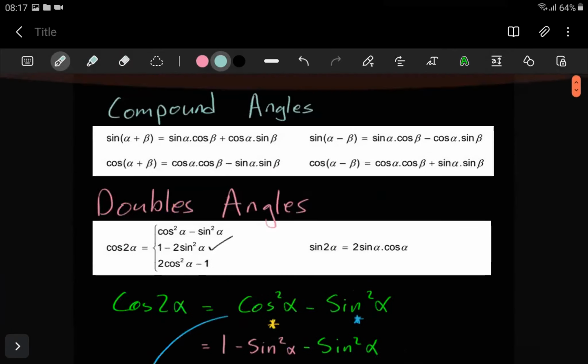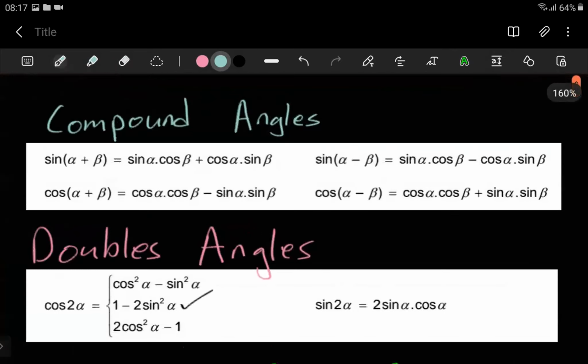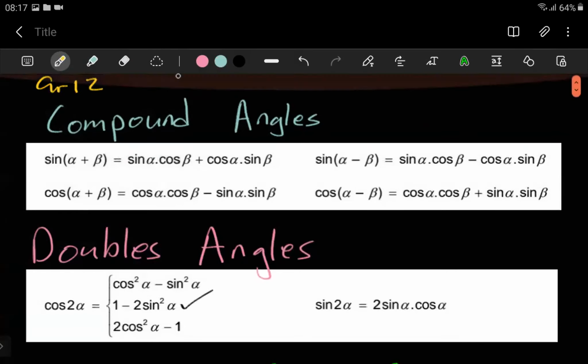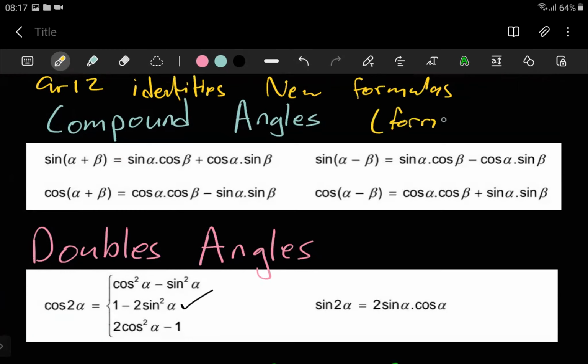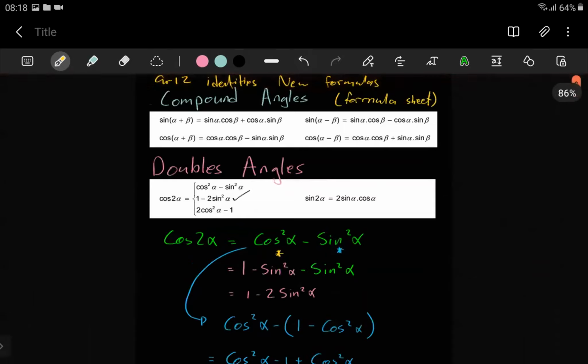But all this is more like a summary of the grade 12 specifics that you need. Grade 12 identity formulas. You see, these are on the formula sheet, so it's not a matter of cramming them. You need to know they are there. Then we obviously need to know when to use them, which is what we're going to do just now.